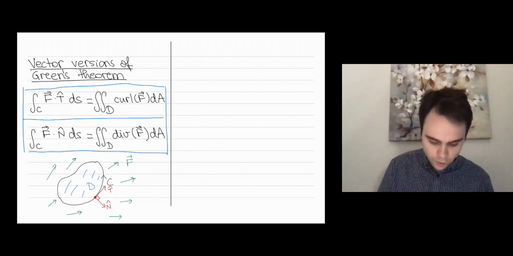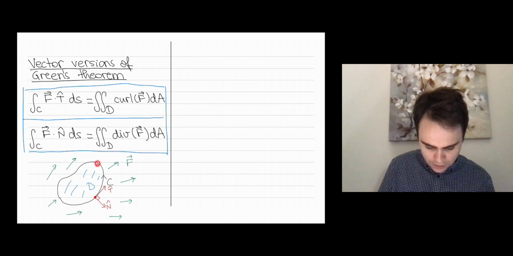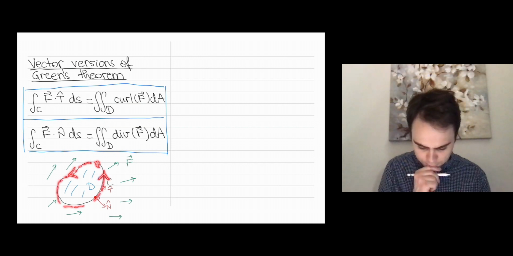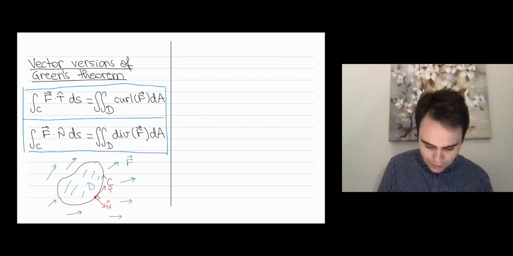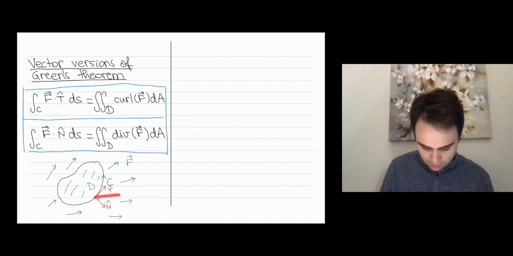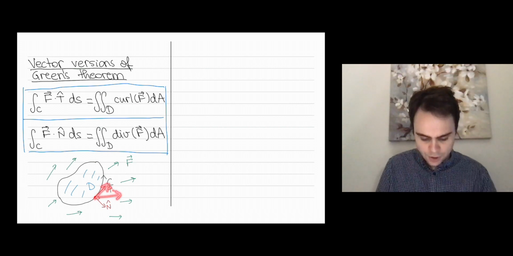Now let's look at the left-hand side. This is a number that you build by going around the curve C in the counterclockwise sense. For each point on the curve, you evaluate the vector field, so you see what vector you get. Then you do the dot product with t. This gives you the component of this vector field in the tangent direction, right?